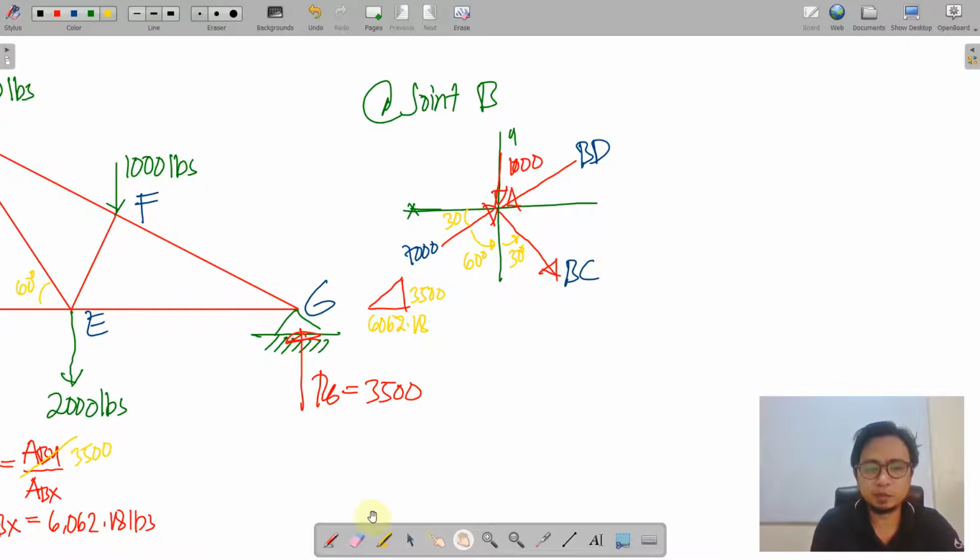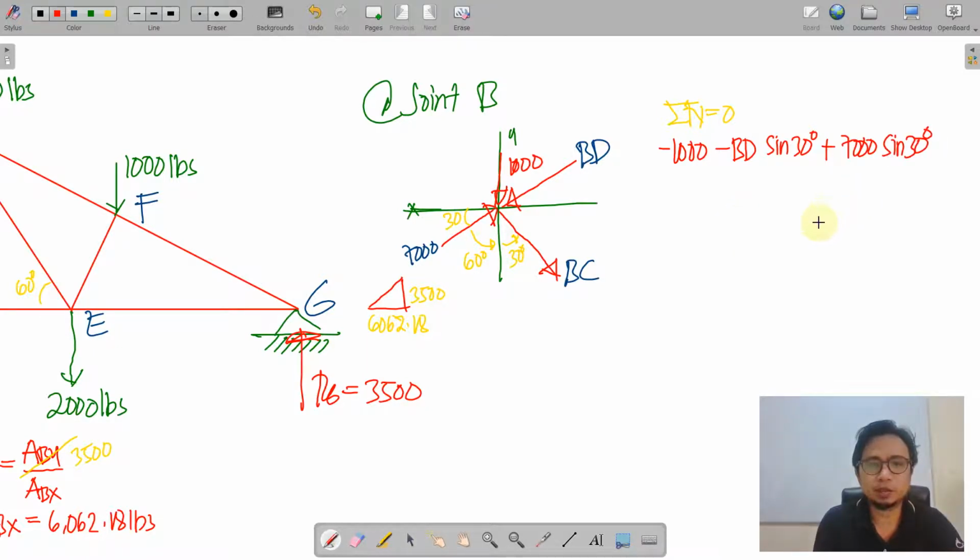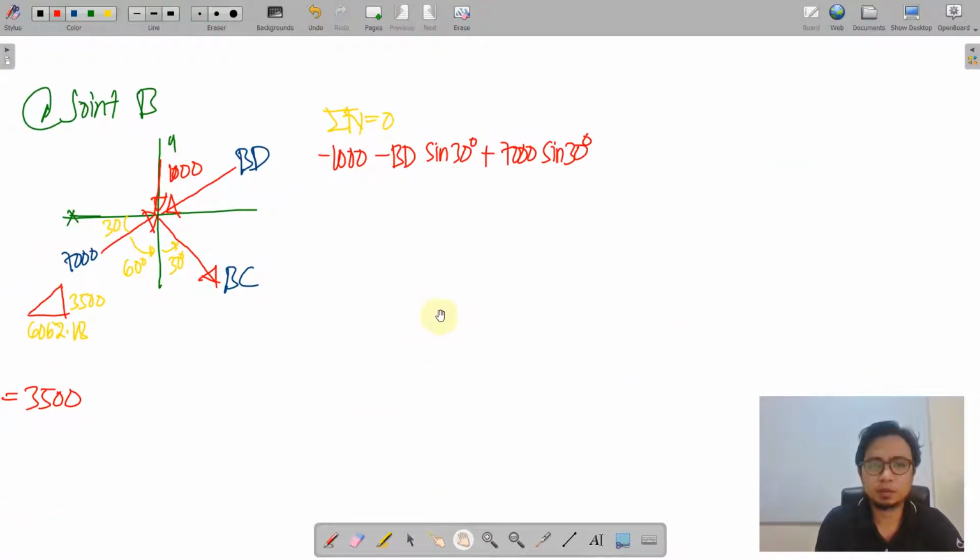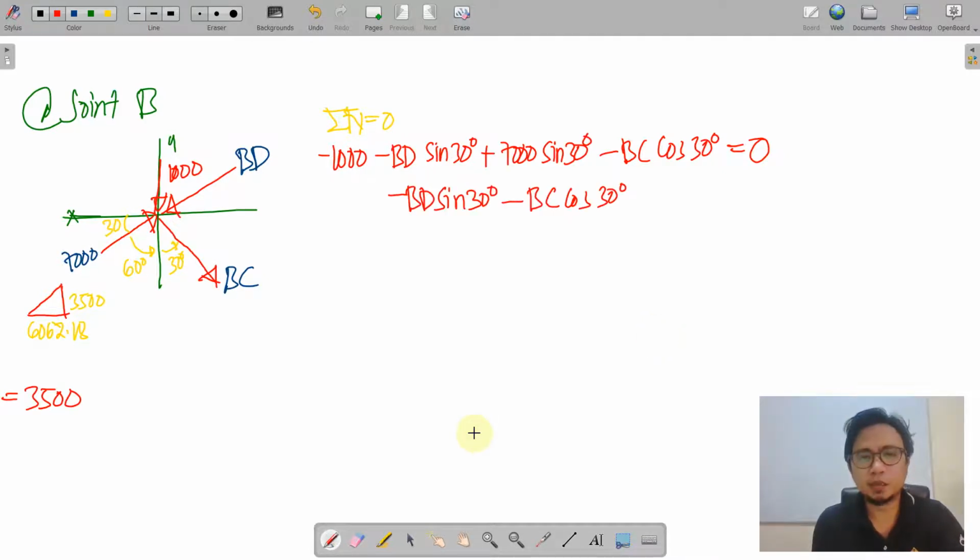Then we will perform summation forces vertical. We have negative 1,000 going down, negative BD sine of 30 degrees, upward 7,000 sine of 30, and downward BC cosine 30. So this shall be equal to 0. Of course, we can see in the equation that there are two unknowns. So for the meantime, we're going to arrange this wherein we have two variables on the left side and a constant on the right side. We just copy or retain BD and BC, and combining the constant, we have negative 2,500. So let this be our equation 1.